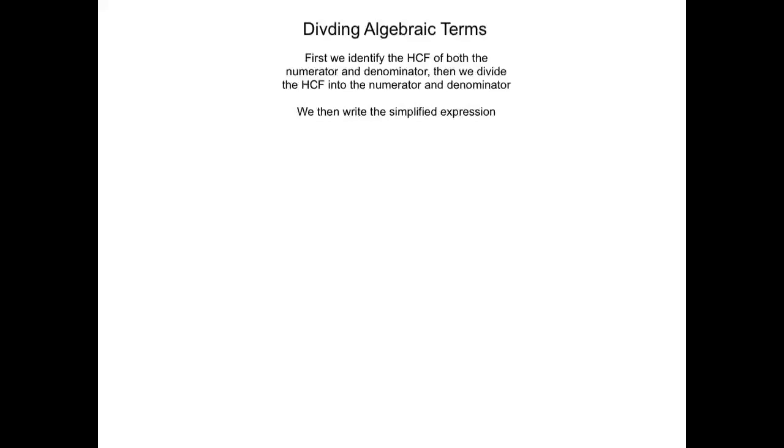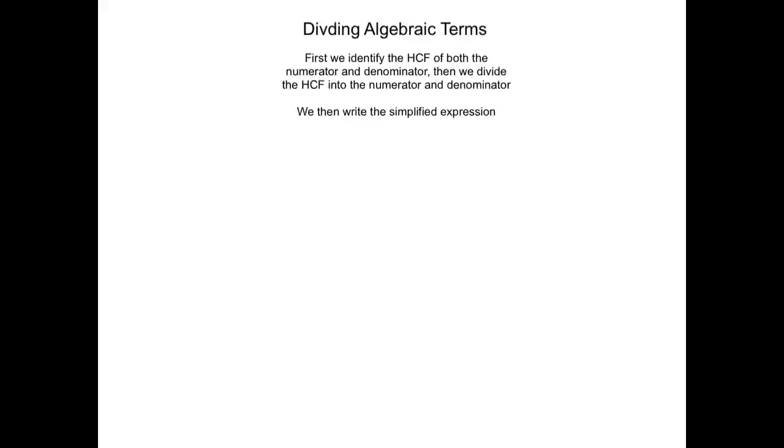Dividing algebraic terms. First we identify the highest common factor of both the numerator and denominator. Then we divide the highest common factor into the numerator and denominator. We then write the simplified expression.